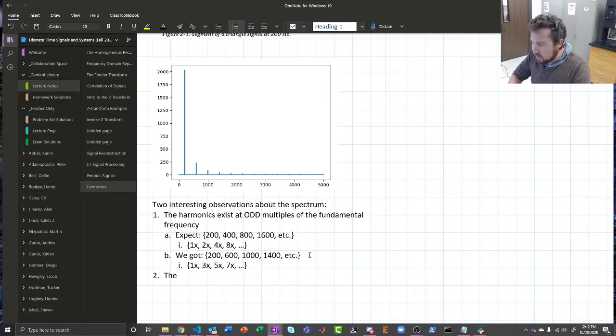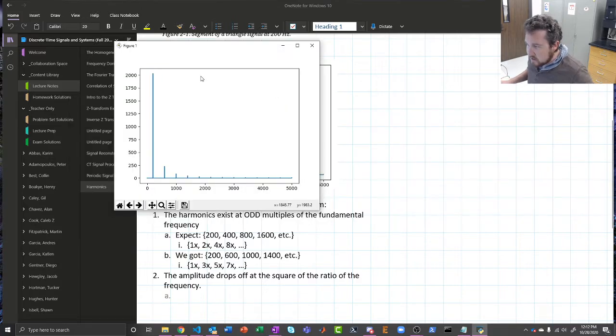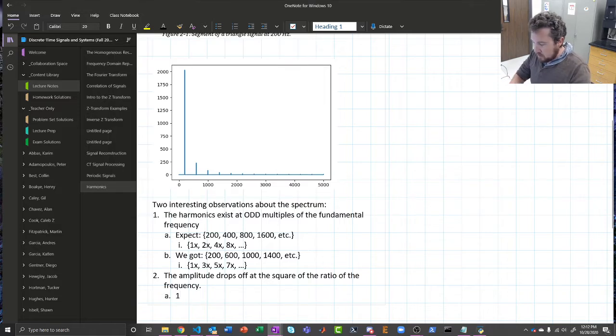And the second one is that the amplitude drops off at the square of the ratio of the frequency. What the heck does that mean? If we look at the change from the fundamental frequency to the next one, we went from 200 to 600. So that's a relationship of 200 over 600 equals 0.333 repeating, or 1/3.